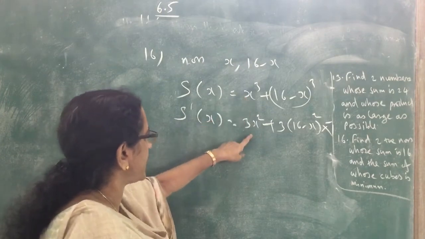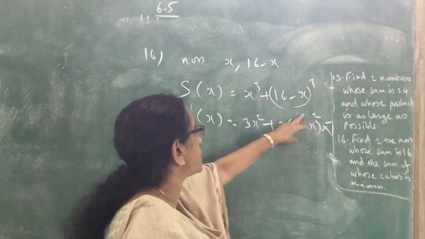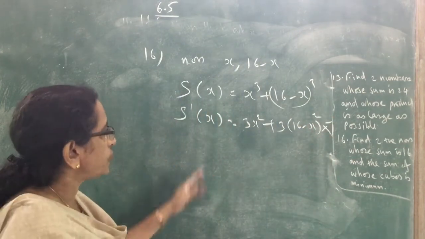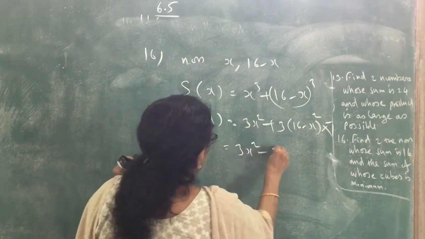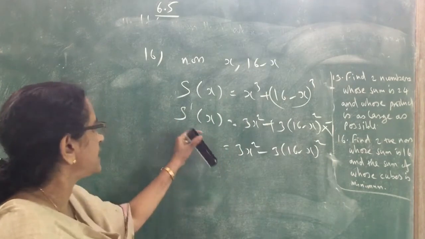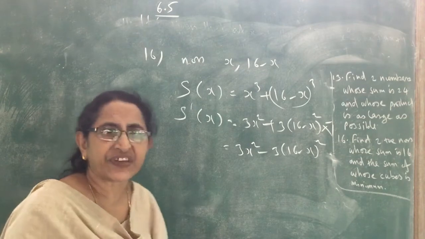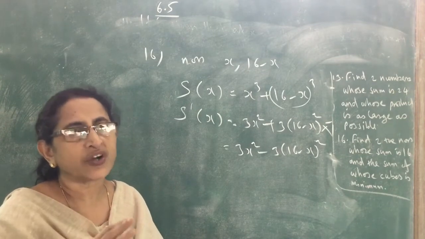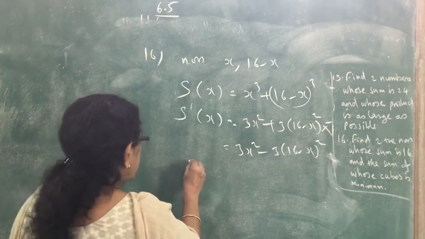So, that is the derivative s dash x. Derivative of x cube is 3x square, plus the derivative of this, that is 3 into (16 minus x) whole square into the derivative of (16 minus x), that is minus 1. So we wrote the derivative: 3x square minus 3 into (16 minus x) whole square. So, that is s dash x. Now, we have to find the second derivative also, because after getting the value of x, we have to substitute in the second derivative to show that it is maximum or minimum. So, anyway, we will find the second derivative now itself.